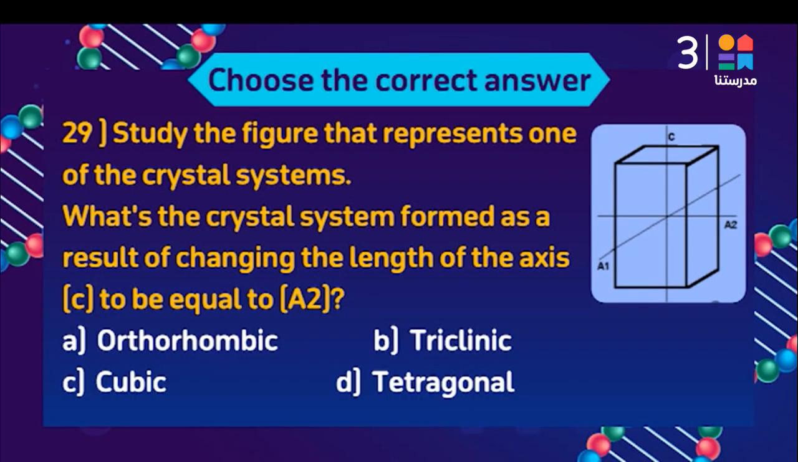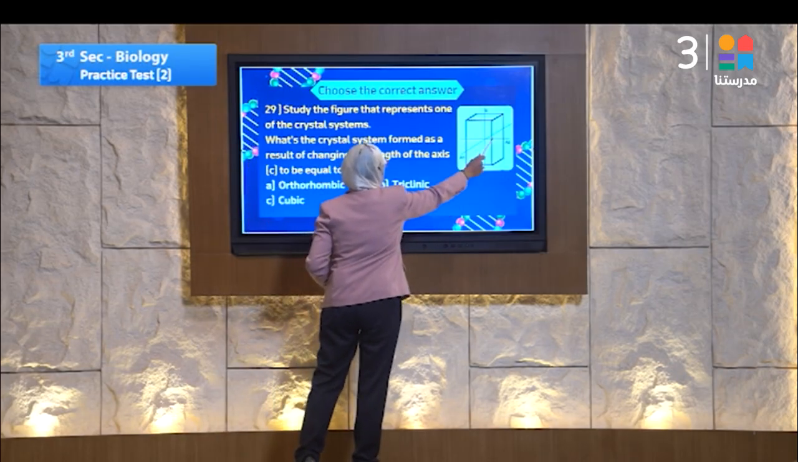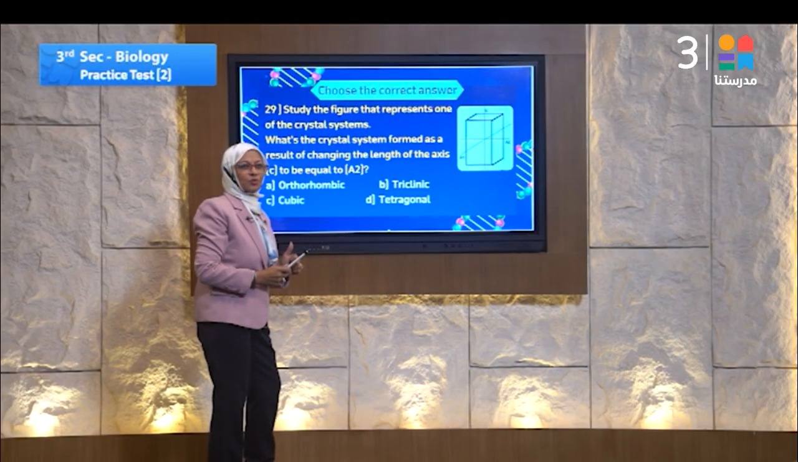Study the figure that represents one of the crystal systems. There are many axes: A1, A2, and C. What is the crystal system formed as a result of changing the length of axis C to be equal to A? It will become a cube. Yes, cube.